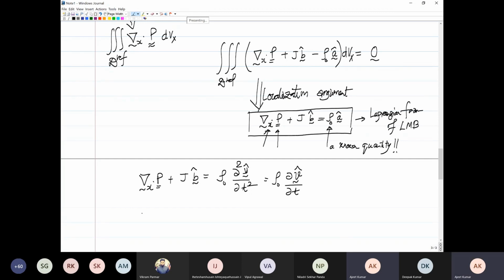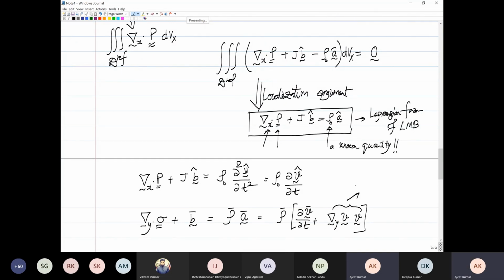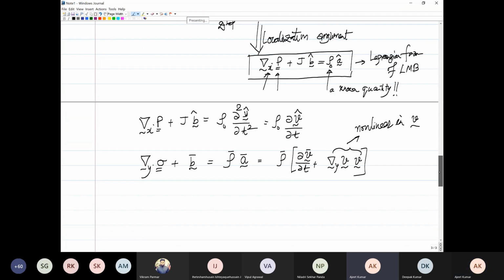Whereas the Eulerian equation, let me try to write that. I wanted to come to that later on, but it's okay. And you see the acceleration is so messy here. It is del V bar by del T plus the Eulerian gradient of velocity times velocity, right? So you see that this convective acceleration is non-linear in V. And also this rho bar here is unknown.